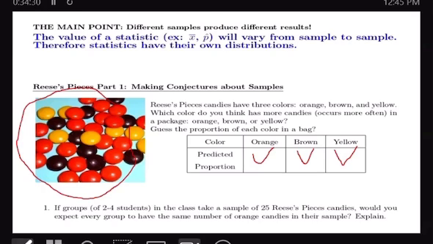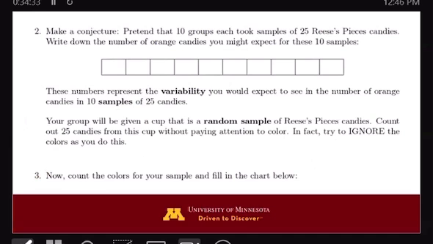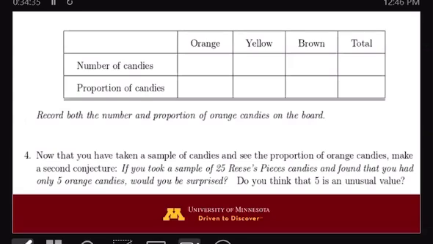What I'm trying to say here is, when I ask any one of you to do this, what you report will not be the same in terms of how many candies for yellow, how many candies for that, and then in terms of proportion. Go ahead.